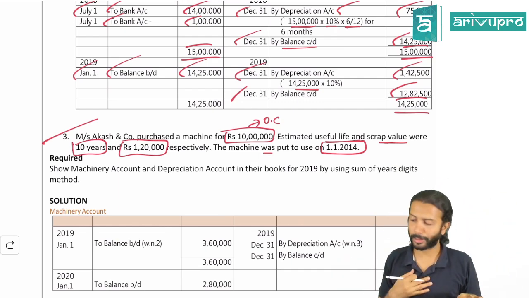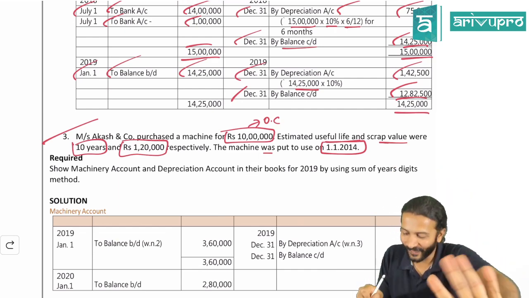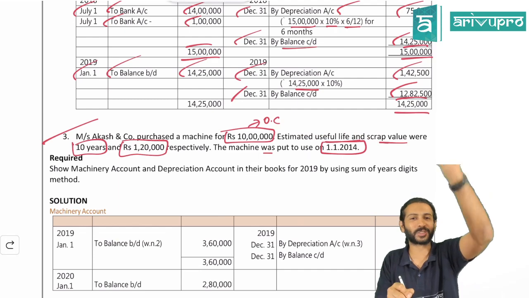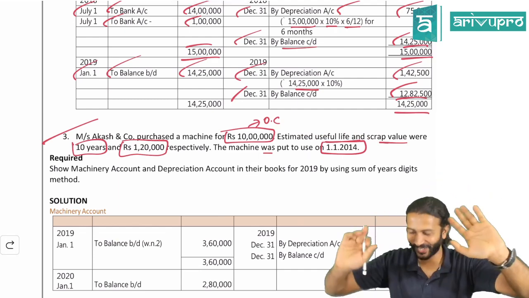Please don't assume your own dates. You lose marks. If they give dates, calculate. Otherwise, don't bring in your own theory.